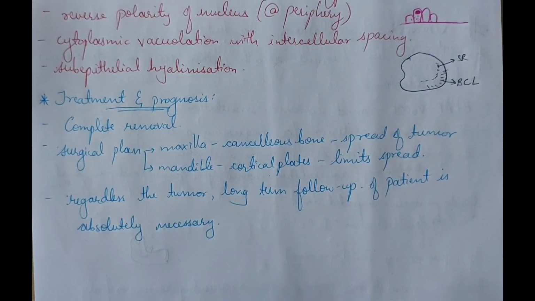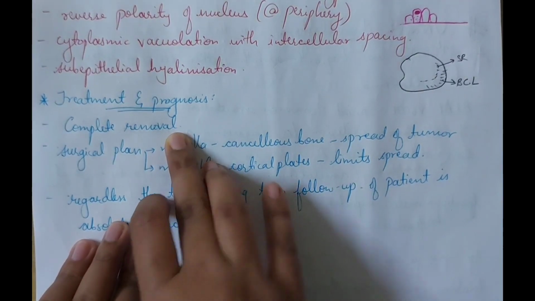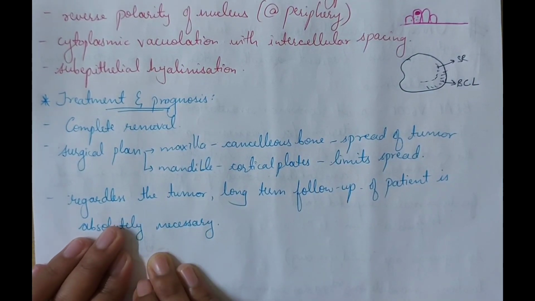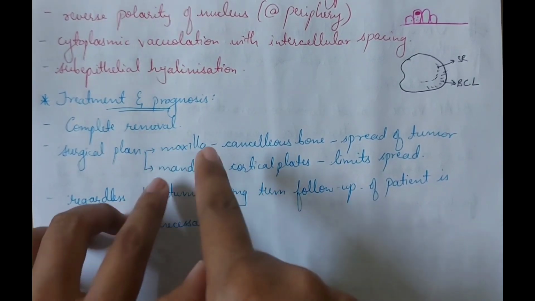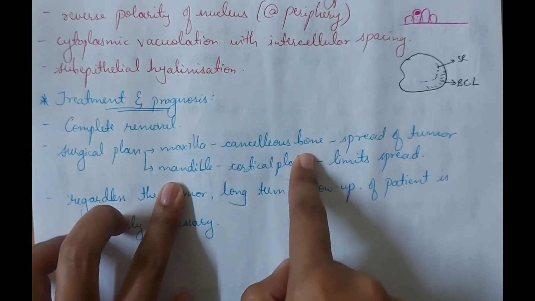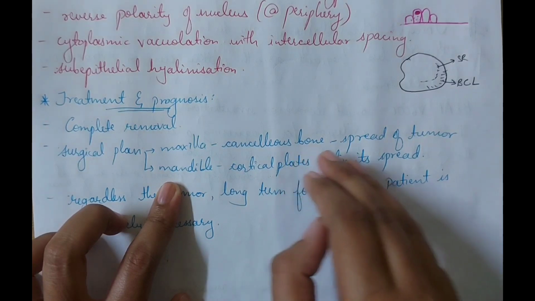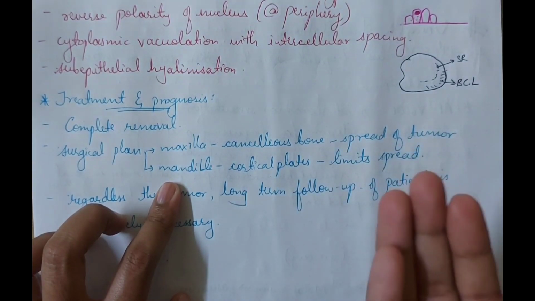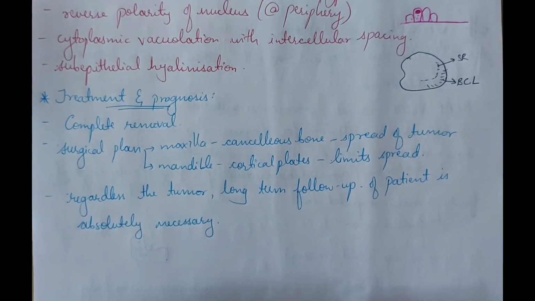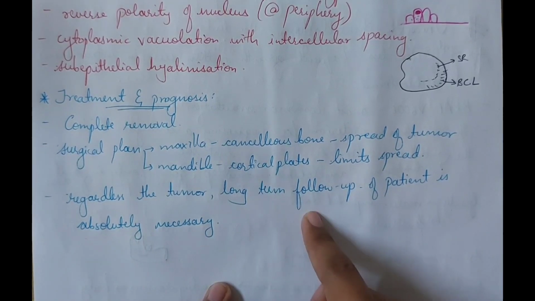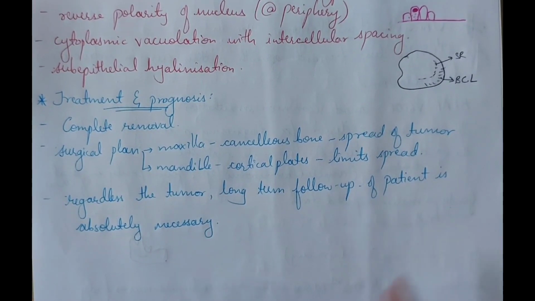Now, moving on to treatment and prognosis, one thing you can do is resection, that is, complete removal, which will result in a cure. The surgical plan should be influenced by whether the lesion is in the maxilla or mandible. In the maxilla there is cancellous bone, meaning it has porosities in the bone, so the spread of the tumor occurs there. But in the mandible, the cortical plates limit the spread of the tumor. Regardless, long-term follow-up of the patient is absolutely necessary.